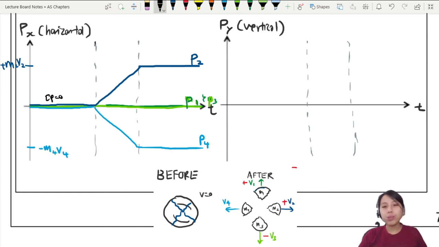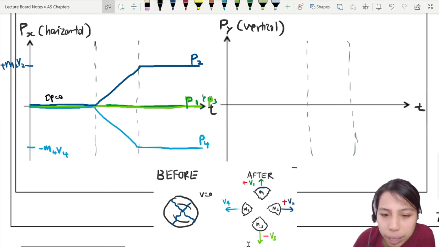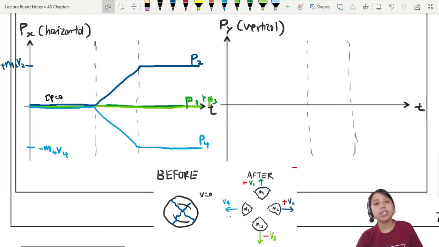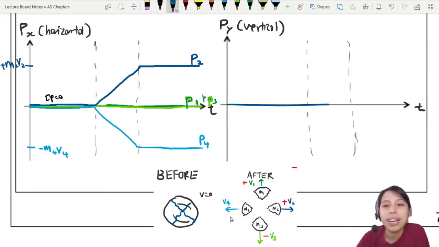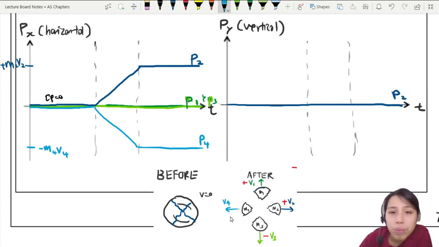But I'm going to do the ones that do not have a vertical component in the first place. Who does not have vertical? M2 and M4 don't have vertical at all. They are fully horizontal. So there's no change. This is the momentum of 2. Momentum of 4 also no change. Just 0 all the way.